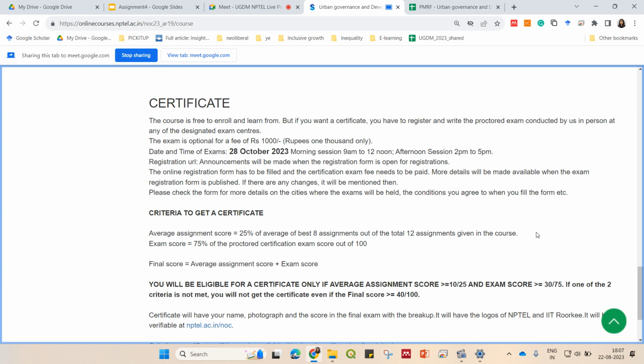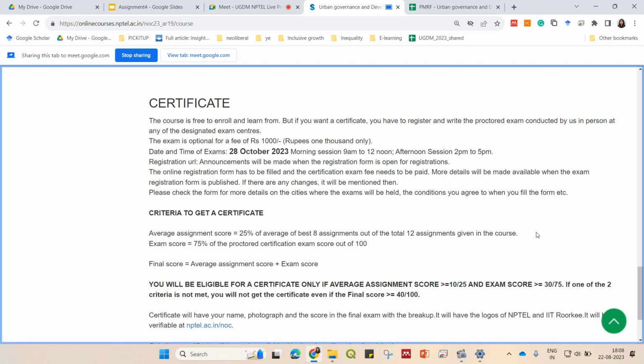Only those 8 assignments will be counted. Although it is advised that you try to do your best in all of the assignments, it's not an indication that you should only focus on eight assignments or 8 weeks of course material and leave out the rest. Because your examination paper would be formulated with all of your course material. It won't be that only 8 weeks worth of assignments or 8 weeks worth of course material will be examined.